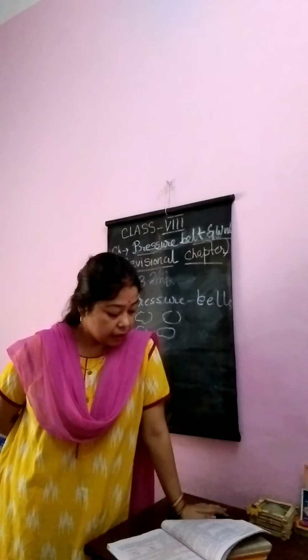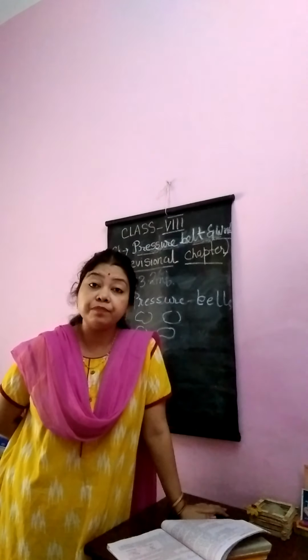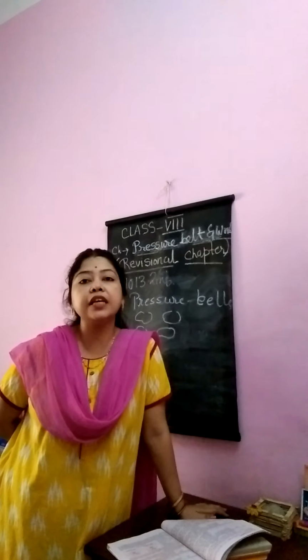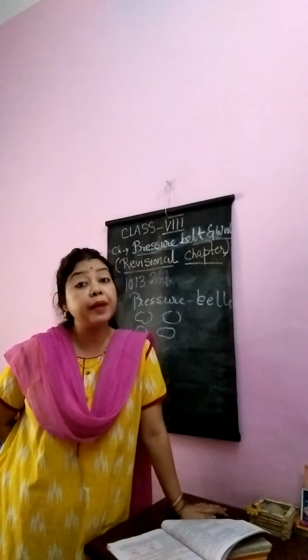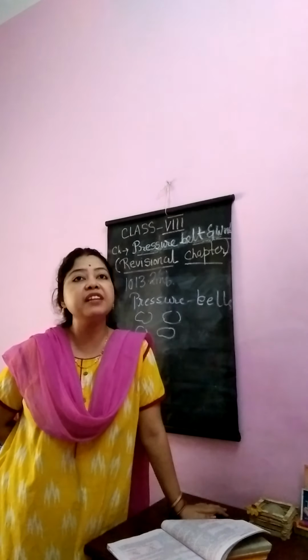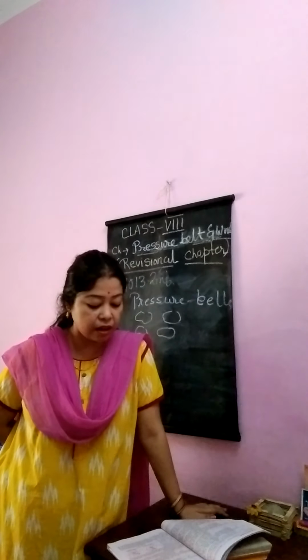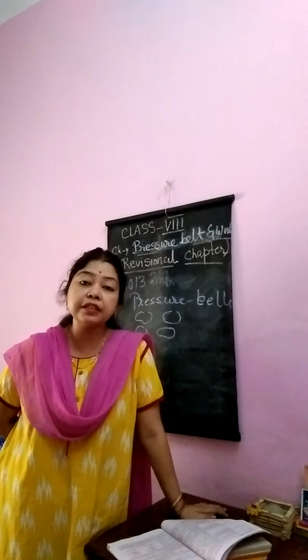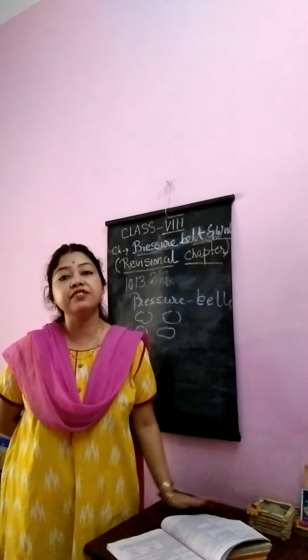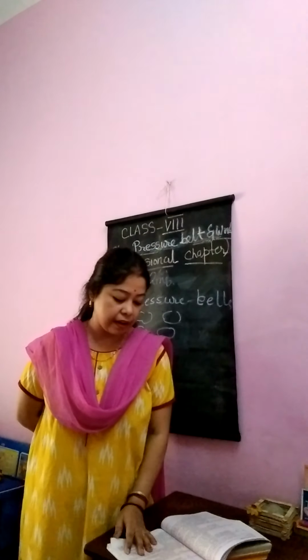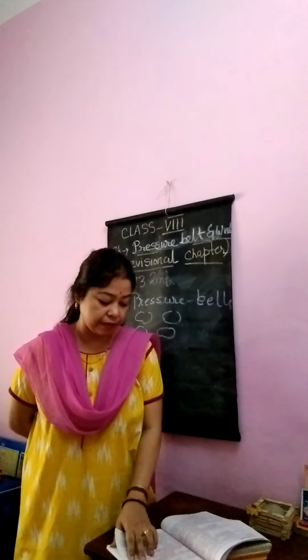Then the other name of Chinook is snow eater, because as it is a warm wind, it melts the ice, so it is called snow eater. And Harmattan is called doctor wind because it reduces the temperature, so it is called doctor wind.